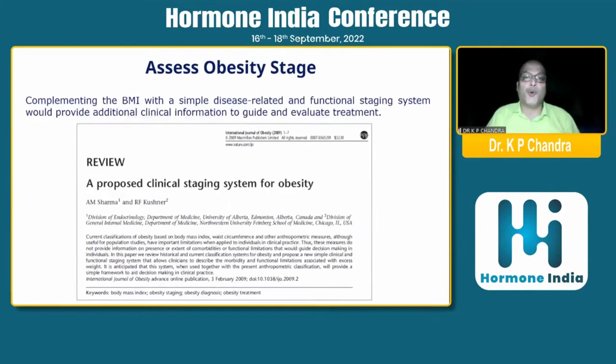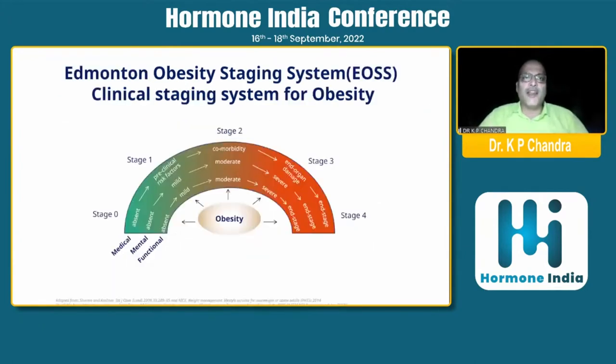This is where a proposed clinical staging system of obesity came in. It complements BMI with a simple disease-related and functional staging system, and this would provide additional clinical information to guide and evaluate treatment. This is called the Edmonton Obesity Staging System. This is a clinical staging system of obesity.